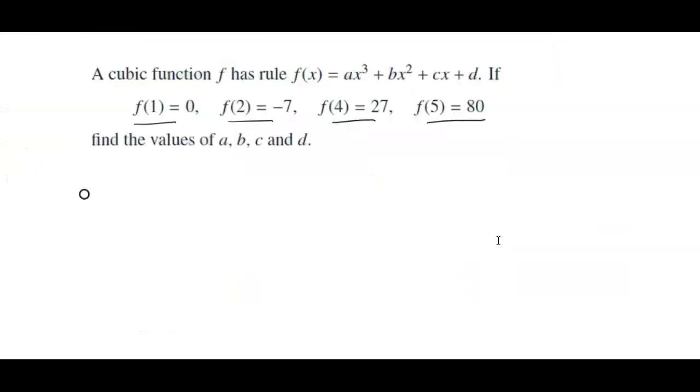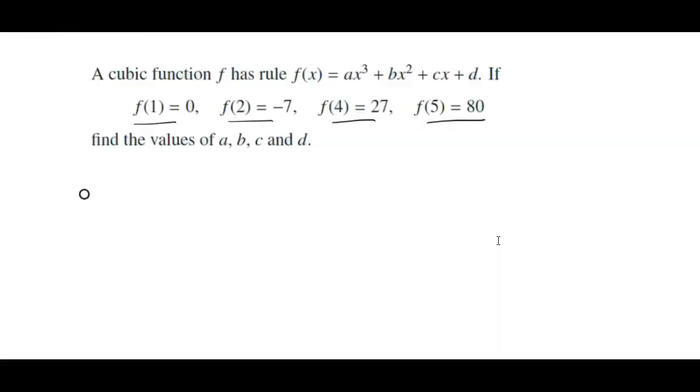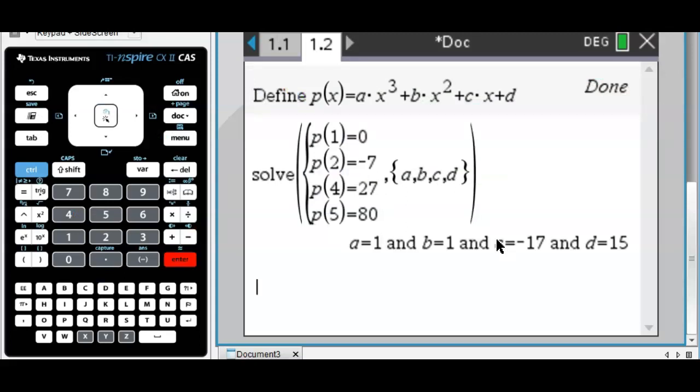When x is equal to 4, it's 27. Alright, made a mistake there. I've got to come outside the bracket. Equals 27. And when x is equal to 5, it is equal to 80. So I'm just going to double check that. Once I've finished entering all the 4 statements, I'm going to press enter, and my calculator is going to give me the values for A, B, C and D.